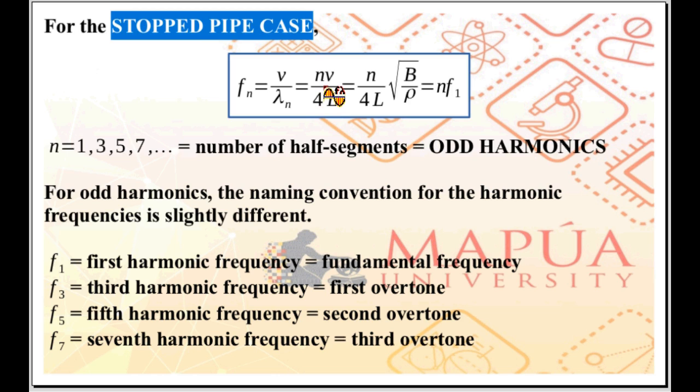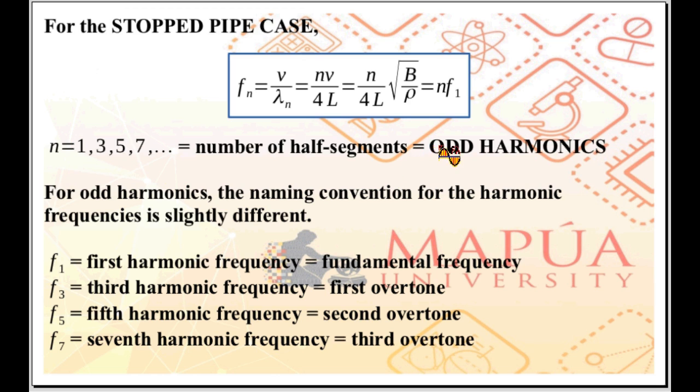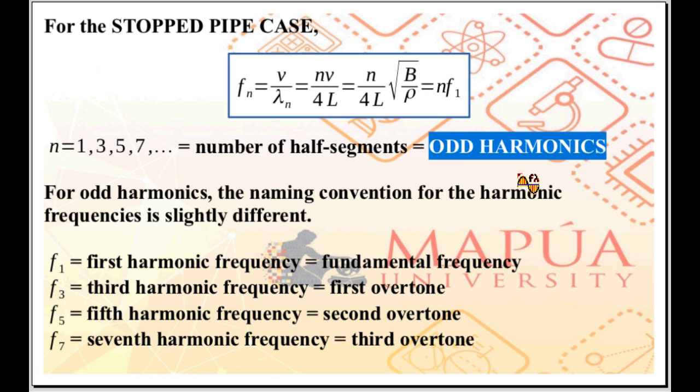n is still the harmonic number, but this time, instead of being the number of segments that is formed in the medium, n is number of half segments, and n is a series of odd numbers. n is equal to 1, 3, 5, 7, 9, and so on, integers greater than 0. So n is a series of odd numbers. We have what is referred to as odd harmonics.